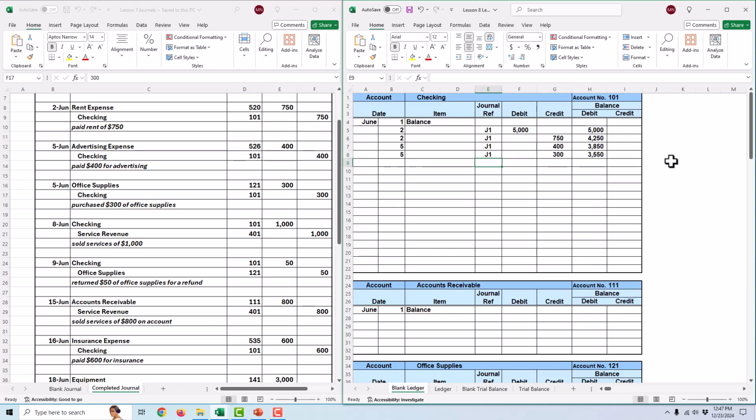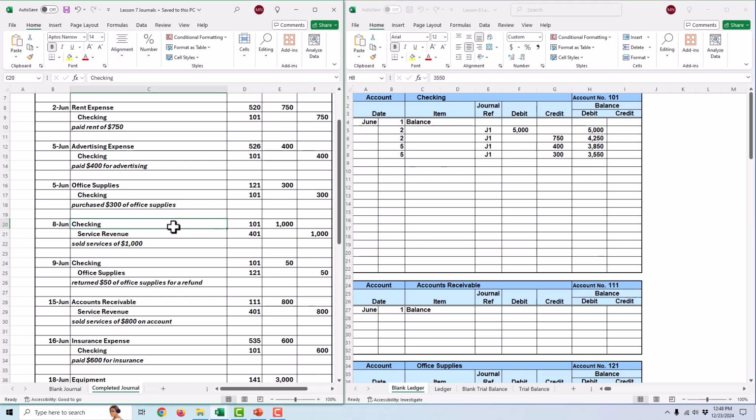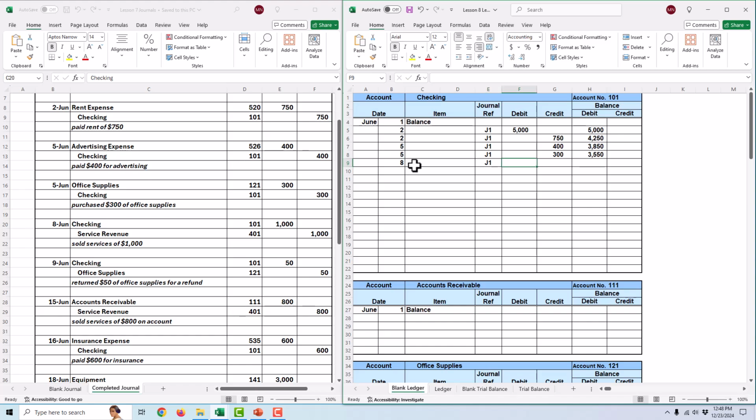So we talked about that a couple videos ago, about how the running balance is naturally going to fall on whatever that increased side is. Okay, the next one is a debit to checking and a credit to revenue. So we would put the date, the journal reference. This was a debit to checking for $1,000.